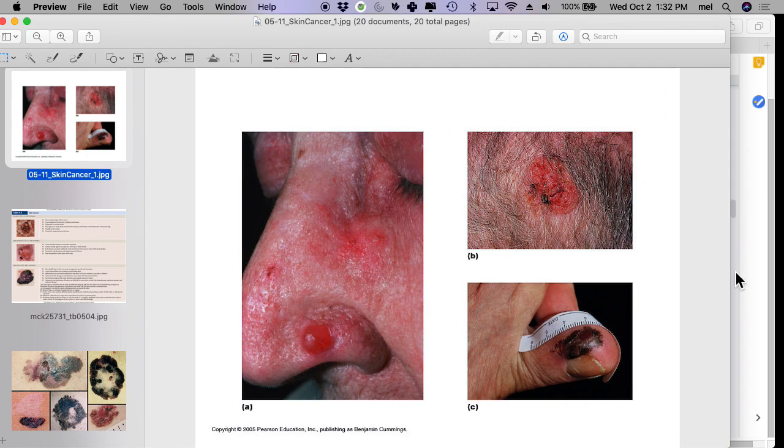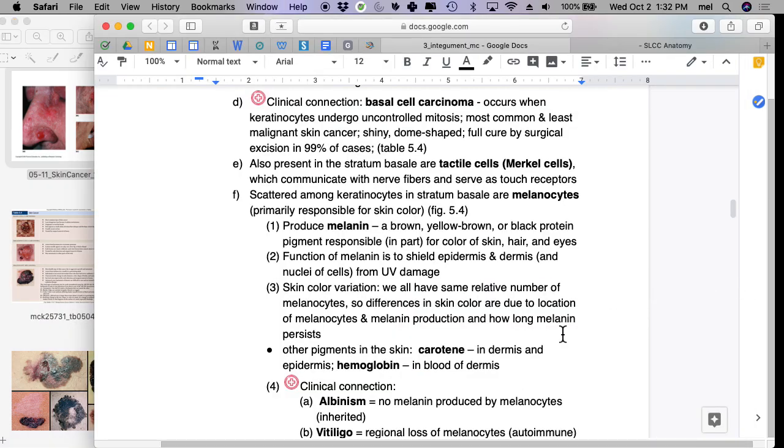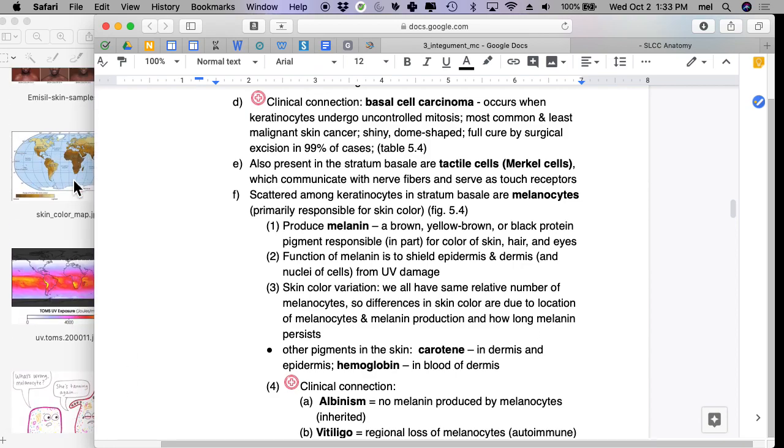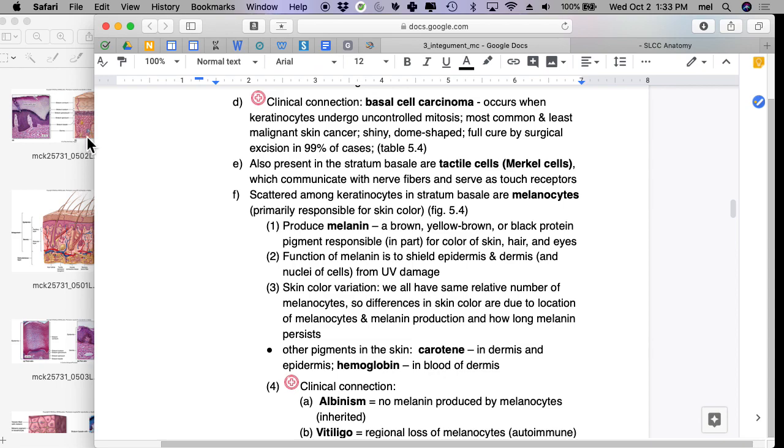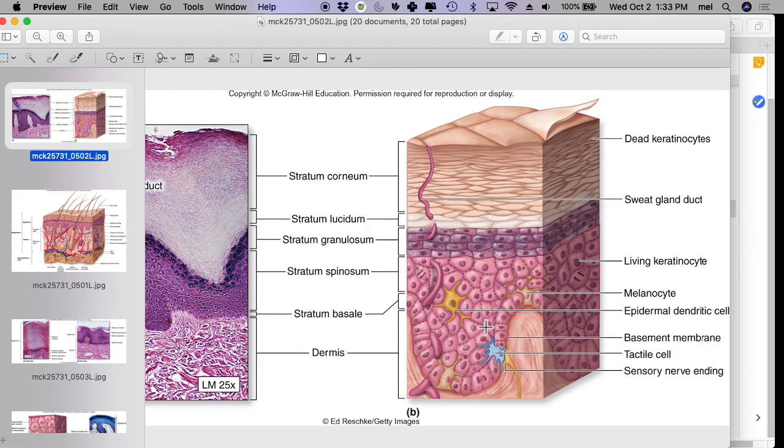So that's basal cell carcinoma. And that's the first of our cancers that we will meet. So let's meet the other 2 kinds of cells that are present in the basal layer. And then we'll meet another kind of cancer as well. So also present in the basal layer is these guys right here. These are called tactile cells or Merkel cells, and they are the most superficial sensory receptors that you have.